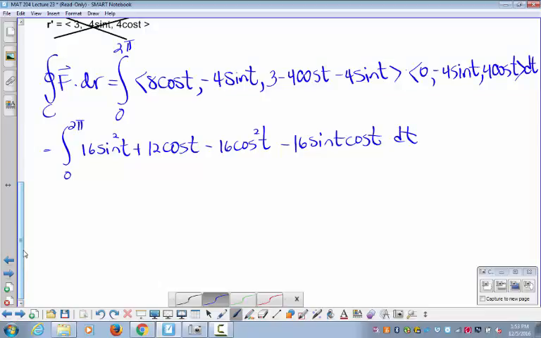All right, let's combine with the double angle identity. These two can combine. Cosine squared minus sine squared equals what? Cosine of 2t. But this minus is backwards, so we just have to make sure we don't blow it. When we combine those, we're going to have minus what? Minus 16, everybody agree? So cosine 2t gives minus 16 cosine and plus 16 sine, so yeah, that's right. And then plus 12 cosine t.